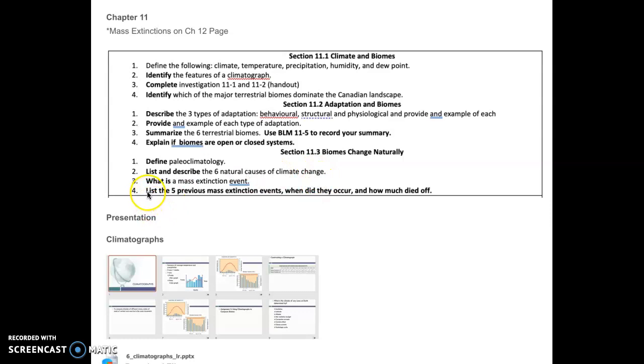Okay, so that's paleoclimatology. So we're just going backwards here still, right? Okay. Can you list 5 previous mass extinction events? Great. Okay, if not, go back to the chapter 12 page and watch it again.